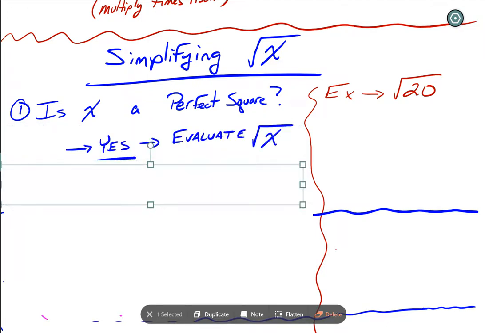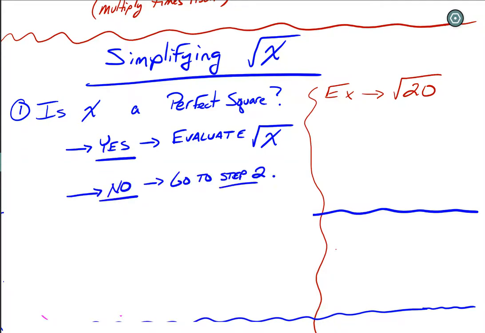If your answer is yes, you've got an easy problem. Evaluate it. You can answer that question, right? So if it was 9 under the square root, you guys would know the answer is 3. Okay, you're done. You simplified it. It was a perfect square. But most of what these steps are for is when the answer is no. If your answer is no, go to step 2.